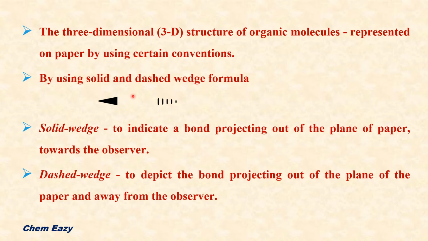This solid wedge is used to indicate a bond projecting out of the plane of the paper towards the observer. Suppose you are the observer, this solid wedge indicates towards you, and this one is a dashed wedge which is used to depict a bond projecting out of the plane of the paper and away from the observer. So in the same way, if you are the observer, this dashed wedge indicates away from you.